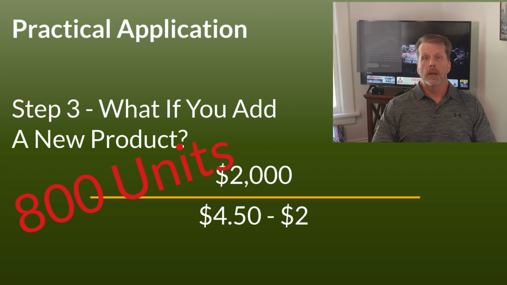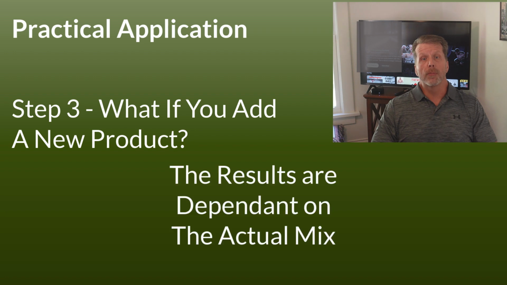However, this doesn't mean any combination of 800 units will work. The exact mix depends on the contribution margin of each product. For example, selling more of the higher priced product means you need to sell fewer total units to cover your cost. So it's not just about hitting a number of units. It's about understanding how each product contributes to your overall profitability.